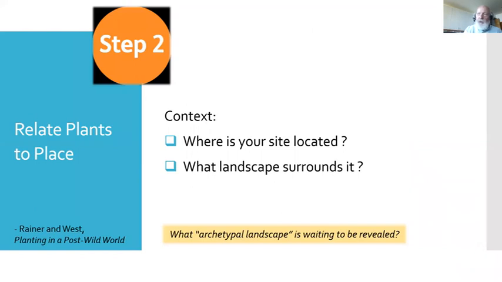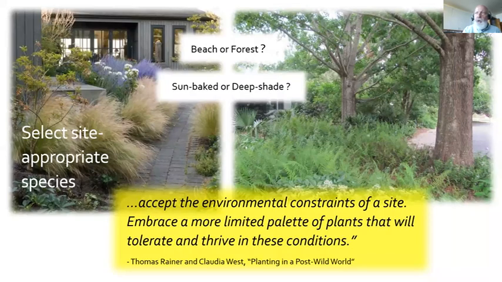And then finally, of course, relate plants to place. You've got to recognize, of course, that you don't exist in a vacuum. You exist in a neighborhood, you exist in a forest habitat. You have to think about putting plants into your habitat that are appropriate to what you can grow. This is a very important quote here: to accept the environmental constraints of a given site. Enhance to a more limited palette of plants that will tolerate and thrive in these conditions.